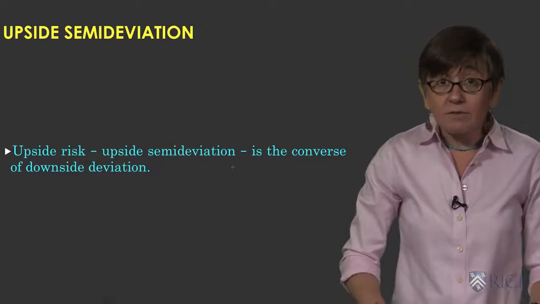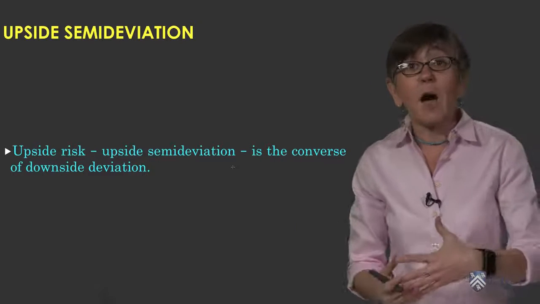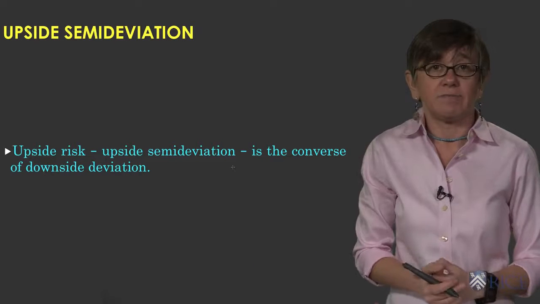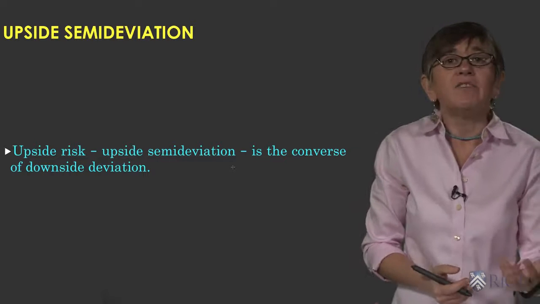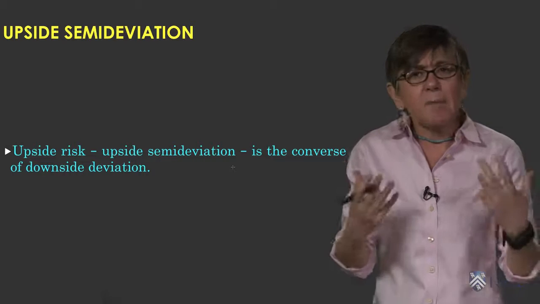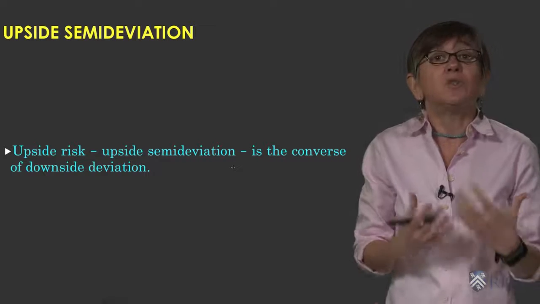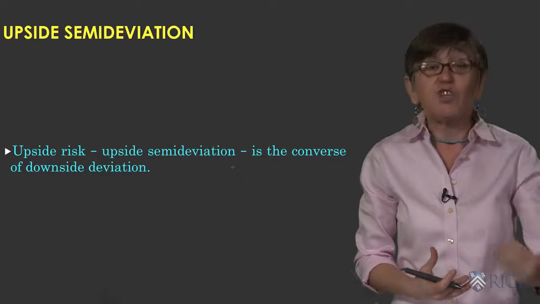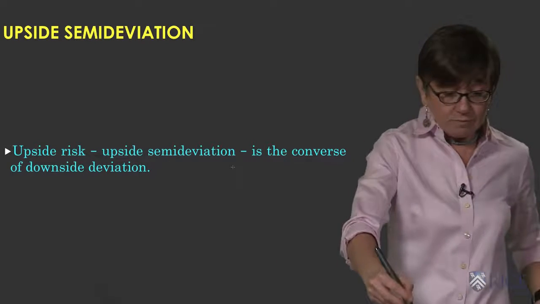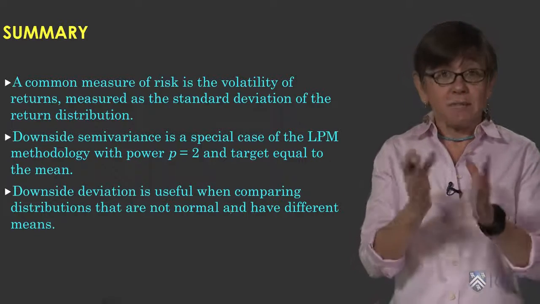Upside risk. Just like downside risk, the upside risk is also known as upside semi-deviation, and it's the converse of downside semi-deviation. The only difference now is that we measure the deviation above the target level. Since upside deviation is presumably good, we can use this statistic to, for example, identify those distributions that are more desirable than others.